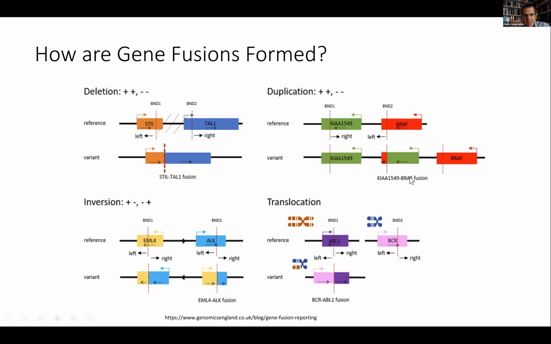This is an internal tandem duplication that will lead to the fusion KIAA1549-BRAF. So a segment involving these two genes is duplicated, and that leads to the gene fusion. We have inversions, chromosomal inversions. The typical example, EML4-ALK. We also have inversion 16 in leukemia, and many other examples. And translocations, chromosomal translocations, where we have a piece of one chromosome stuck together to a piece of another chromosome, juxtaposing two genes, such as we see in BCR-ABL fusion with the Philadelphia chromosome.